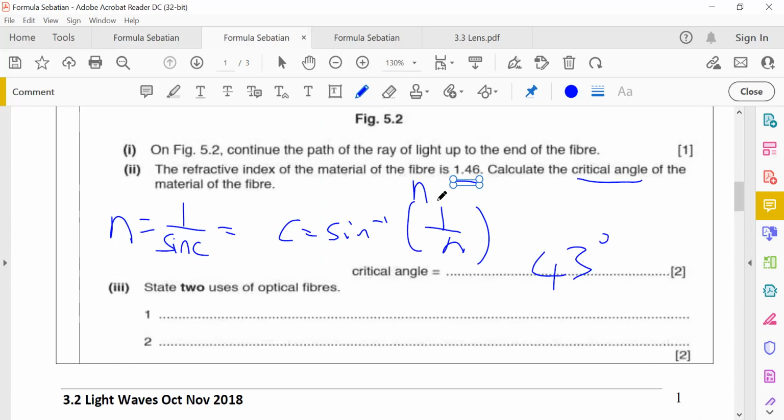It's just a matter of pressing everything in the calculator in the correct manner. It's supposed to be shift sine bracket 1 over 1.46. Then press equals, you should be able to get 43 degrees here.